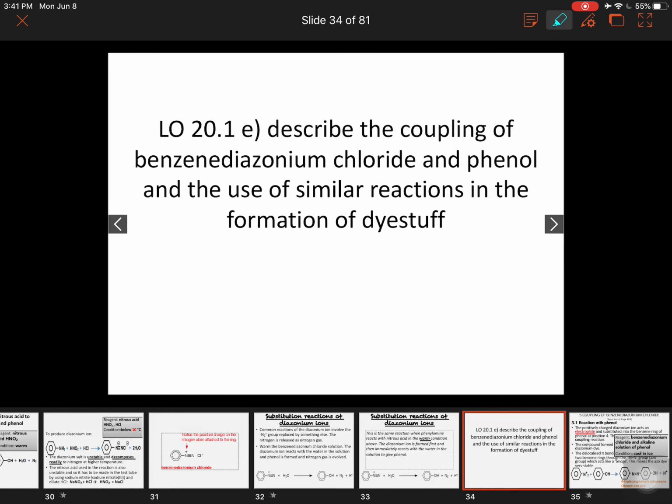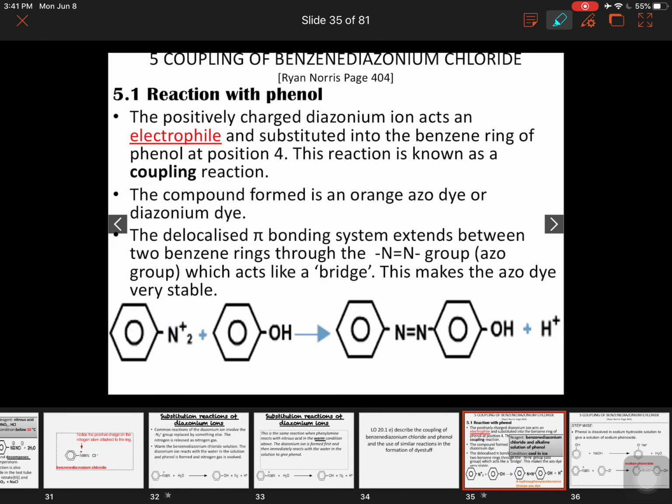Describe the coupling of benzene diazonium chloride and phenol and the use of similar reactions in the formation of dyestuff. So what's the importance of the benzene diazonium ion? We use it to make dye, or we say we use it as a coupling reaction. Okay, so benzene diazonium ion can couple with phenol, phenylamine, and some other aryl amines that you will look at shortly.